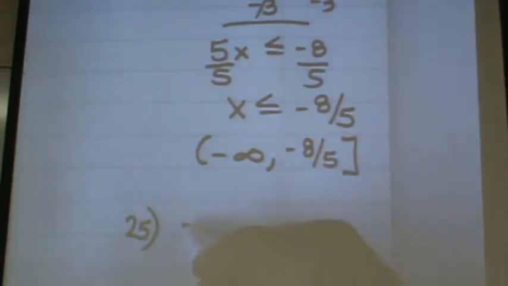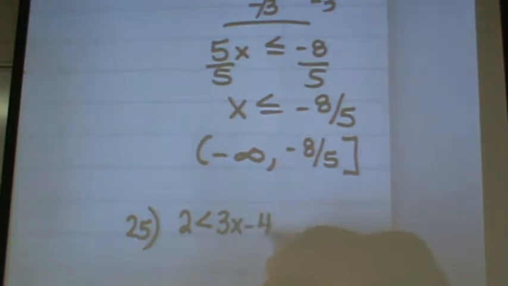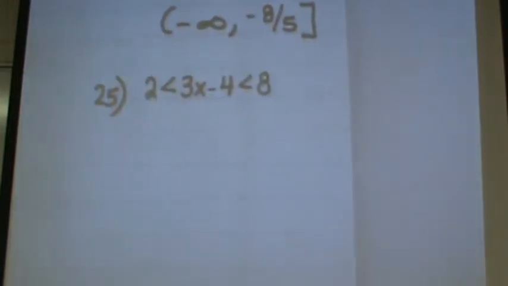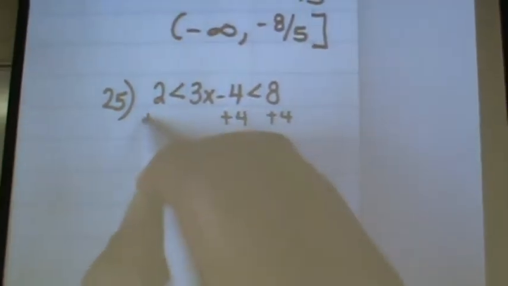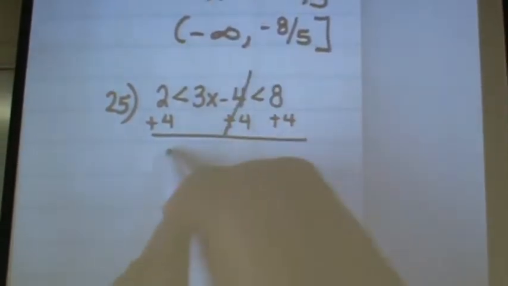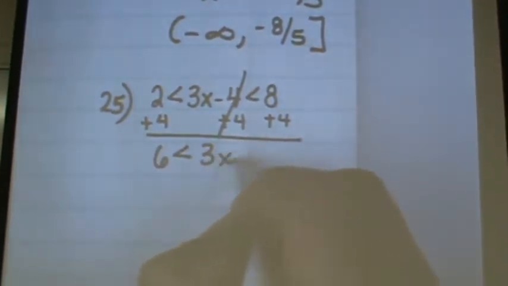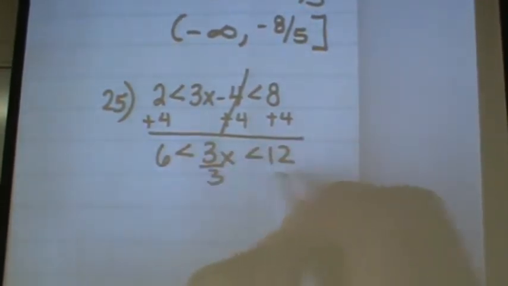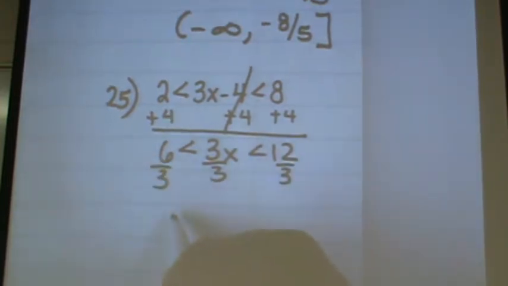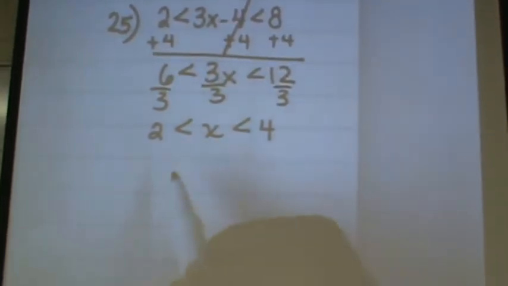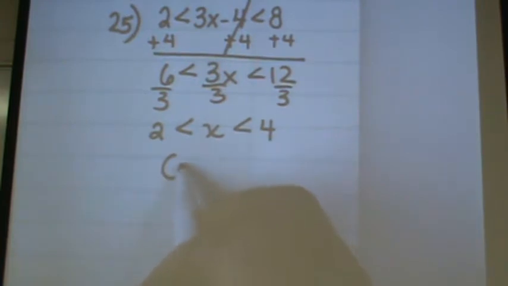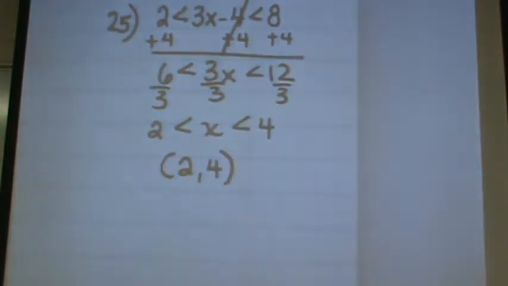Number 25 says 2 is less than 3x minus 4 less than 8. This is an and problem. We're going to add 4 to both sides. 6 is less than 3x less than 12. Divide by 3. So 2 is less than x less than 4. So in other words, the solution is between 2 and 4. And so in interval notation, it would be 2 comma 4, parentheses.